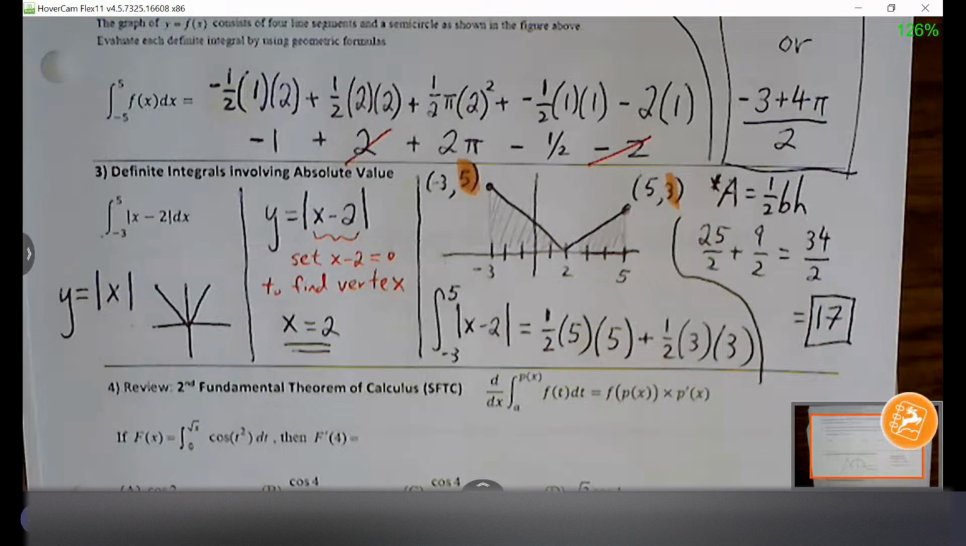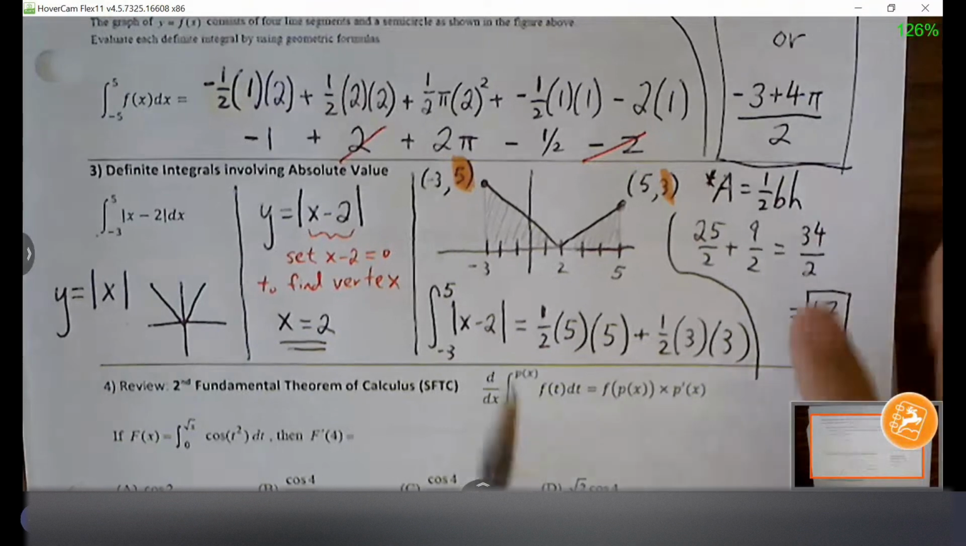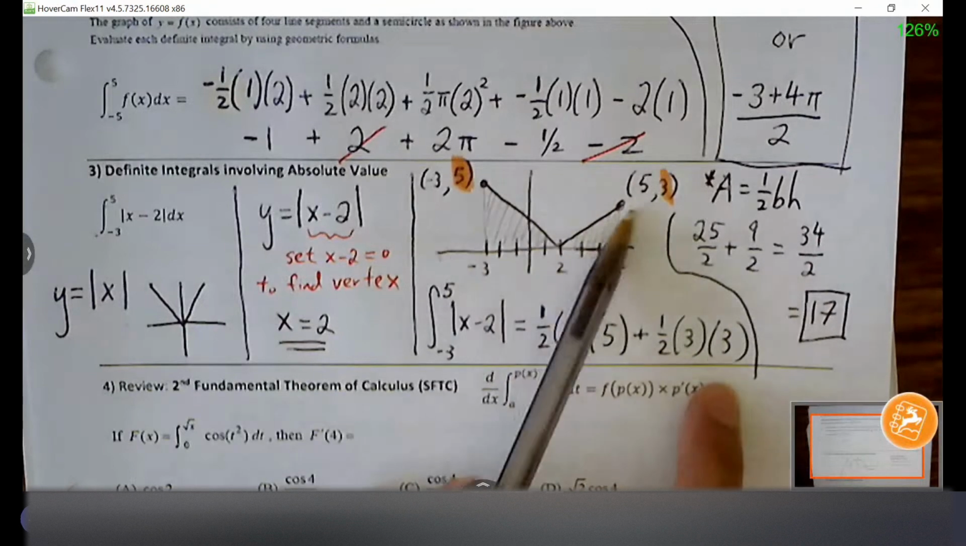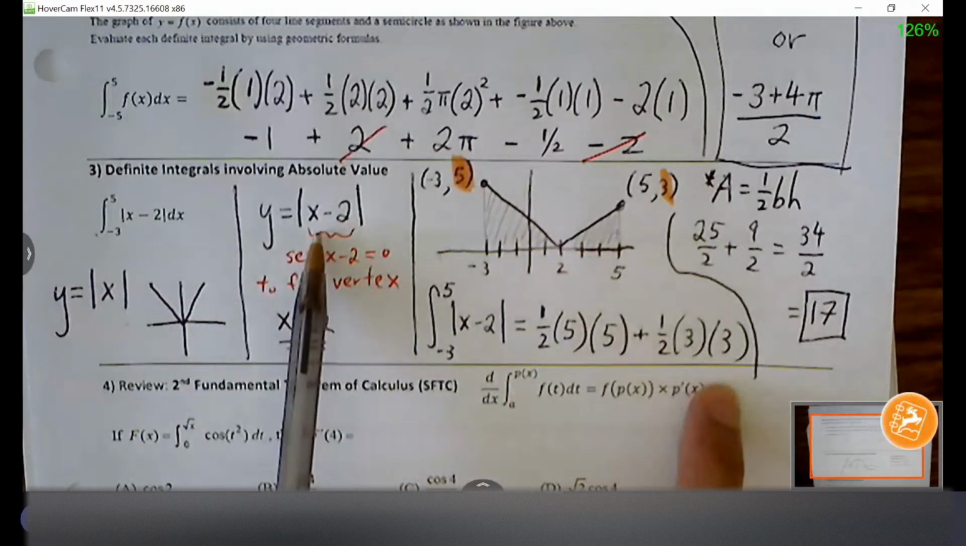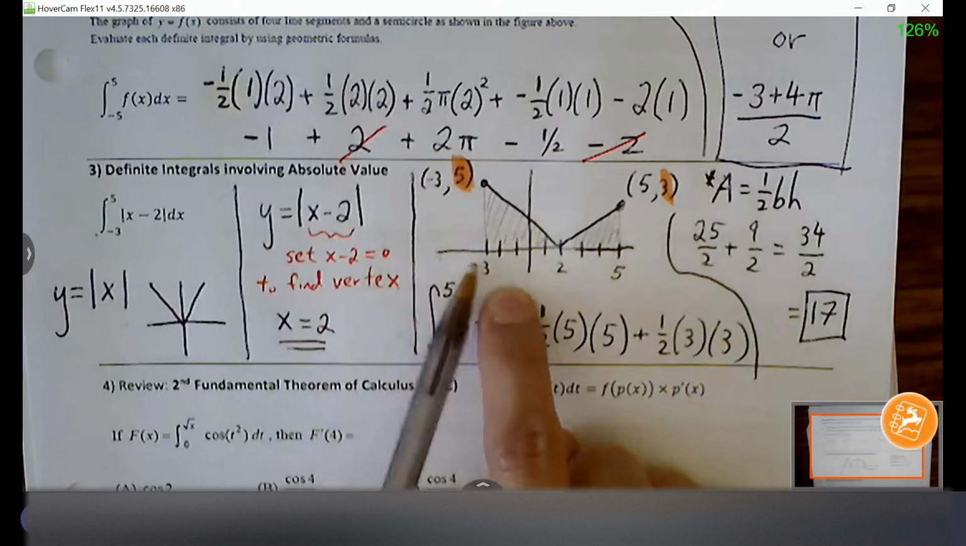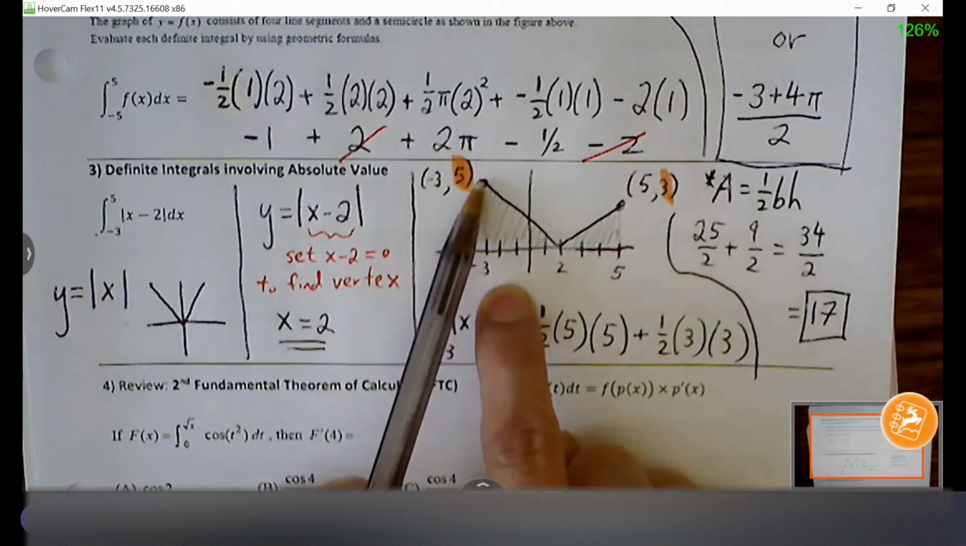Yeah, can you go over how you got the height again? Sure. Okay, so the way I got the height is I took -3 and I plugged it into the function. And my function is absolute value of x minus 2. So if I plug -3 into the function, I can find that y value, right?